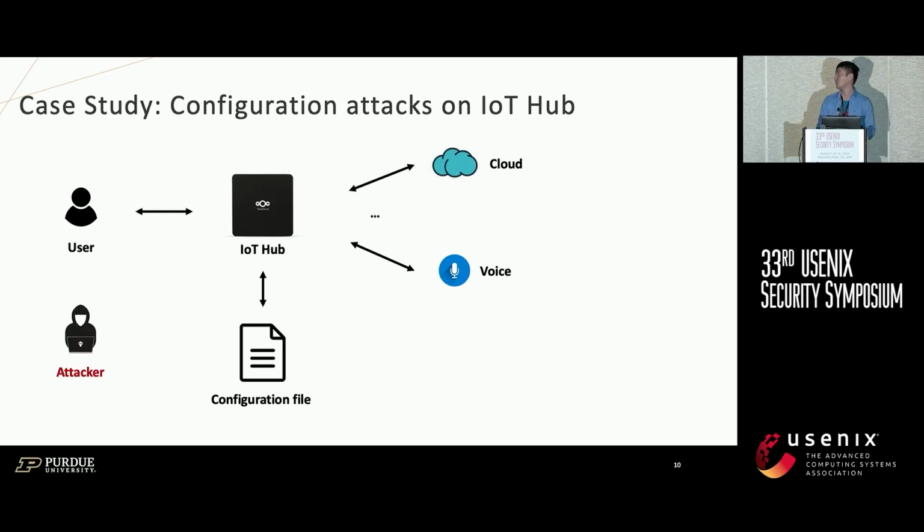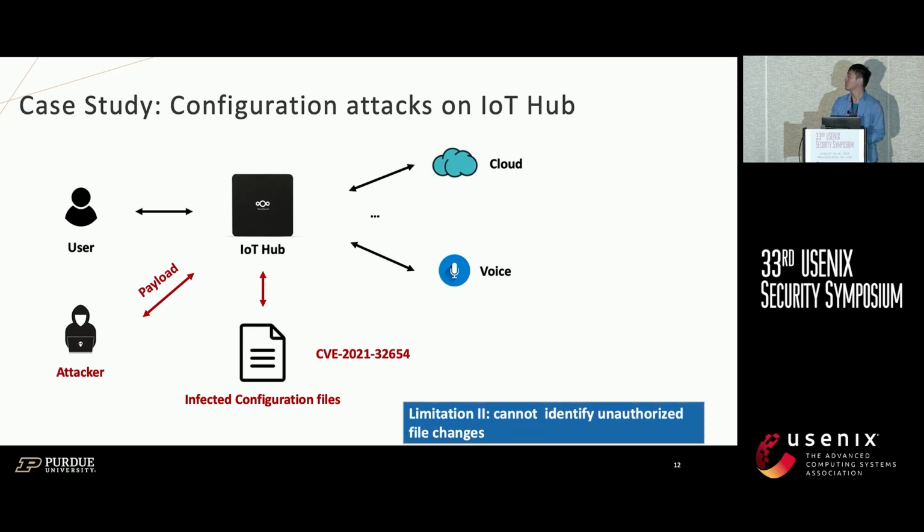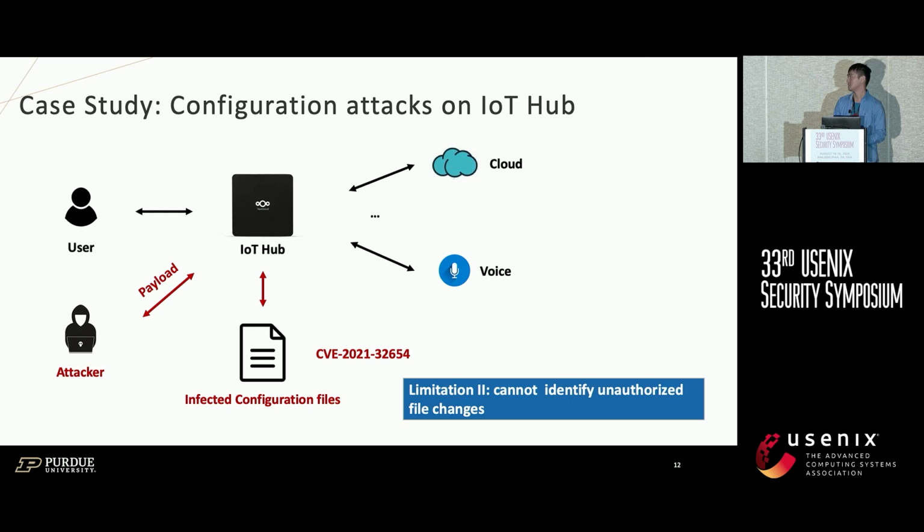So later, if there is an attacker, it may send some payload. And this was a real attack because of some missing privilege check. So finally, the configuration files will be affected. So the second limitation is that it cannot distinguish unauthorized file changes from normal file changes.